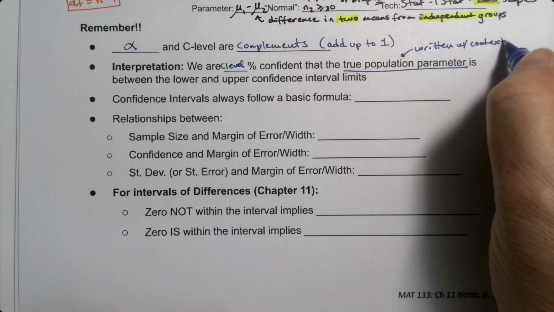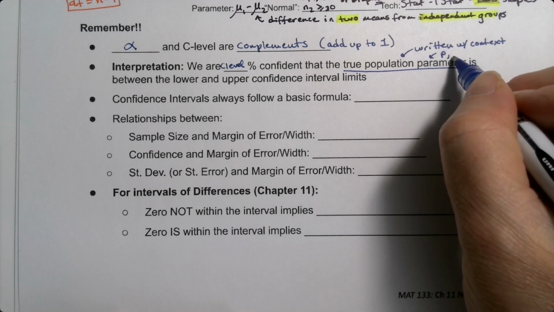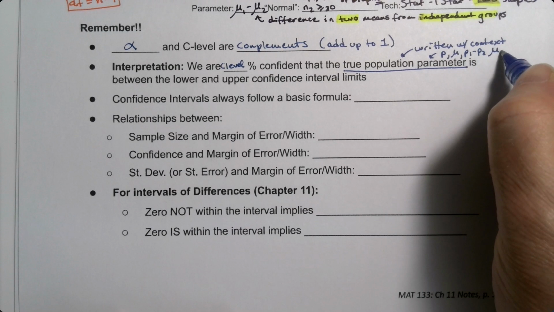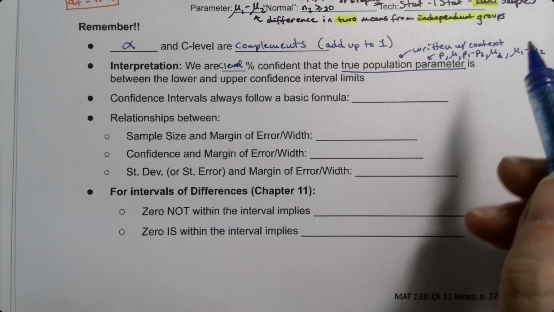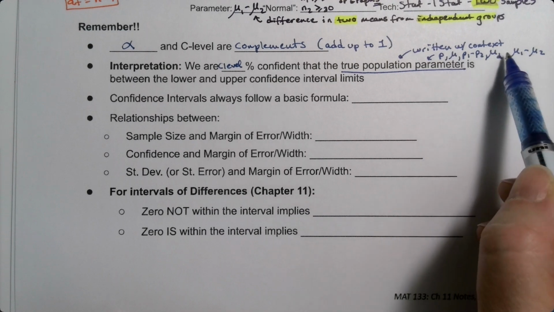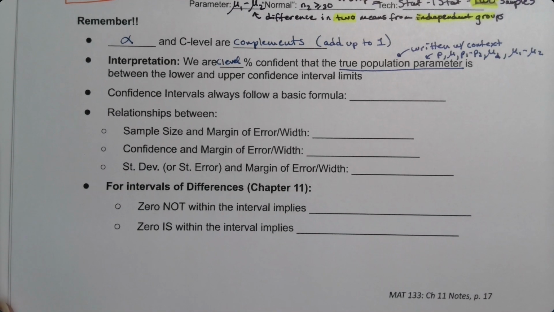The parameter itself could be P, it could be mu, it could be P1 minus P2, it could be mu D, or it could be mu1 minus mu2, right? So you could be talking about a proportion, a difference in proportions, a mean, a difference in means, a mean of the differences. So there's a lot of different things you could be saying.